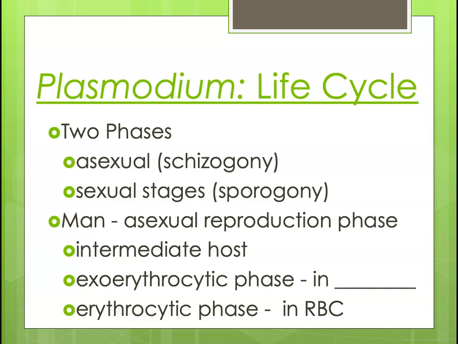In us, in humans, the asexual reproduction phase occurs. So we are technically the intermediate host by definition. There's also two phases in man, an exoerythrocytic phase, which occurs in the liver, and the erythrocytic phase, which of course occurs inside the red blood cells.